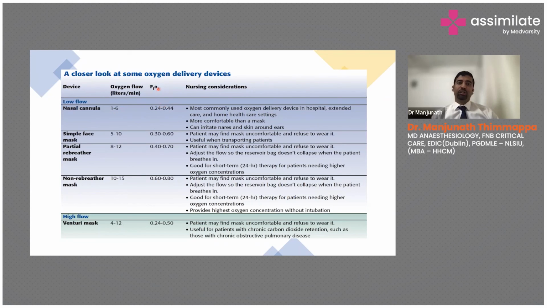And FiO2 from a nasal cannula can be up to about 0.24 to 0.44. The simple face mask gives up to 0.6. Partial rebreather up to 0.7. NRBM up to 0.6 to 0.8. And the Venturi mask up to 0.5. It is most commonly used for patients with COPD.